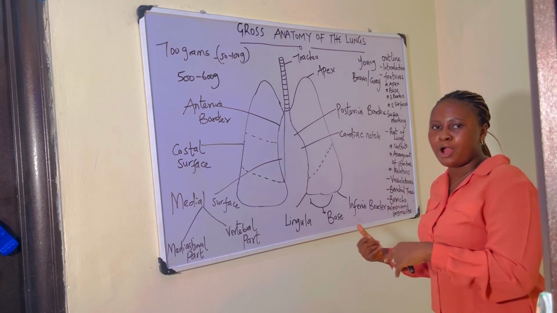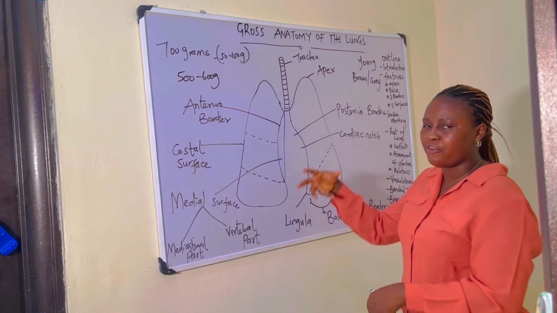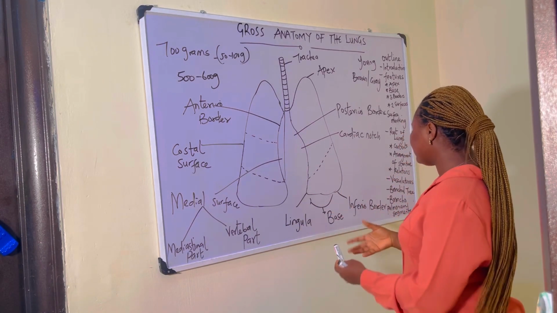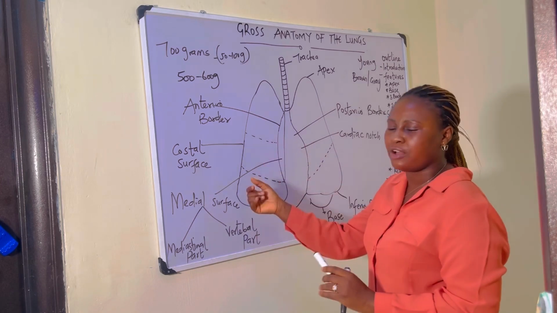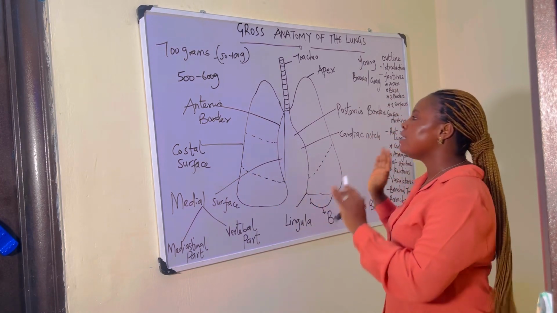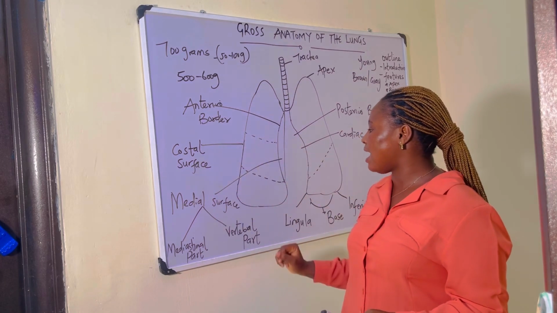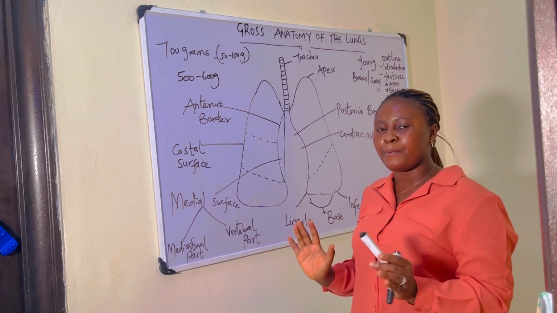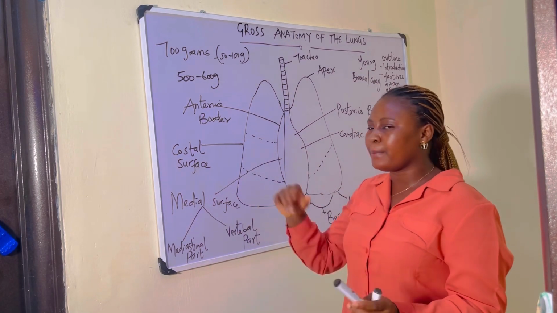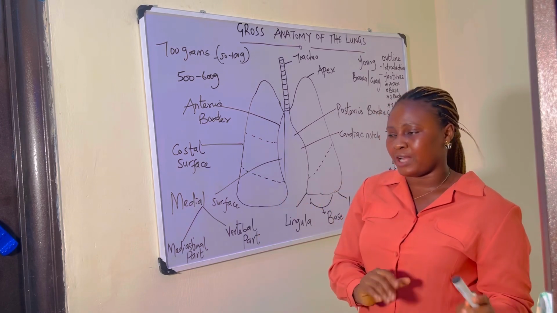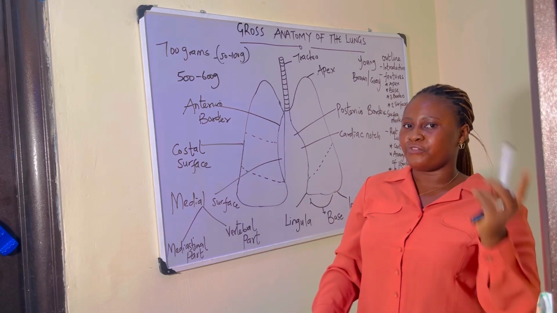Then it has the inferior border that separates this base from the surfaces of the lung. So it's going to be separating the base of the lung from the costal surface and from the medial surface, okay? Now it has two surfaces, which is the costal surface and the medial surface. Some people call it the mediastinal surface, but the medial surface is actually divided into two parts, which is the mediastinal part and the vertebral part.